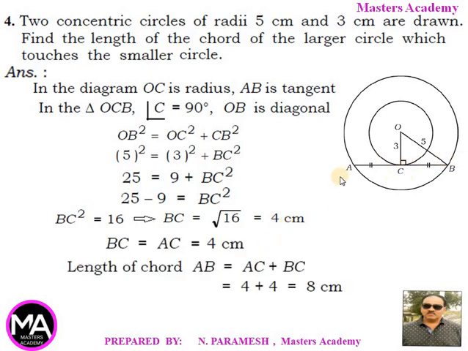BC is equal to AC, that is 4 centimeter. Therefore, the length of the chord AB is equal to AC plus BC is equal to 4 plus 4 is equal to 8 centimeter. Length of the chord AB is equal to 8 centimeter.